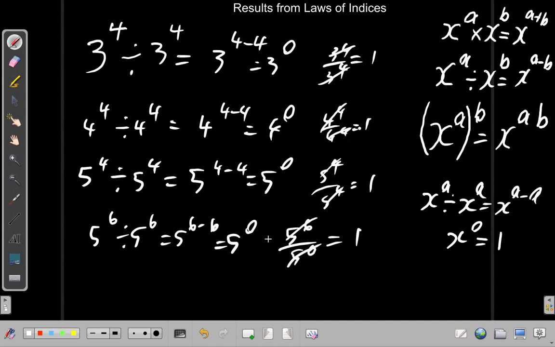You raise a number to the 0, you always get the answer as 1. So that's one important result you should remember. Please make a note of it. We're going to look at another result. Let's erase part of the board.